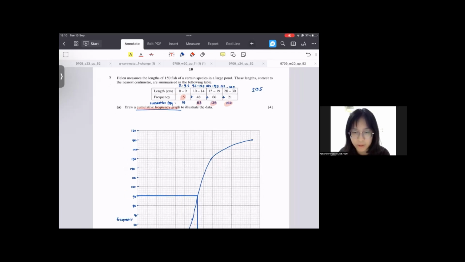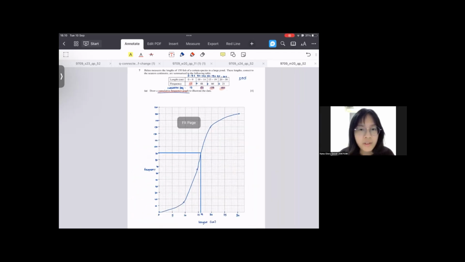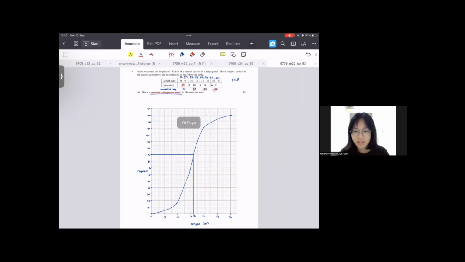So this is what the graph will look like. Remember that the graph should cover at least 70% of the space given, so we should make the right scalings. And for both axes, don't forget to give the labels, which are length and frequency in this case. And the graph will look somewhat like this.